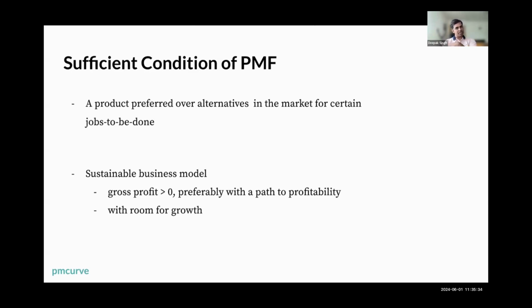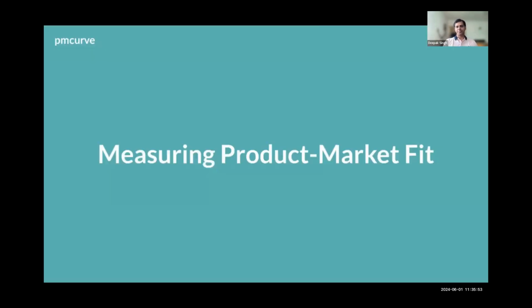So if you have achieved everything, if you have saturated the market and you have 100% market share and the market is not growing, you don't have any additional avenue of growth, you'll still not have a sustainable business model. So room for growth is also very, very important along with the profits that you make in the business, right?